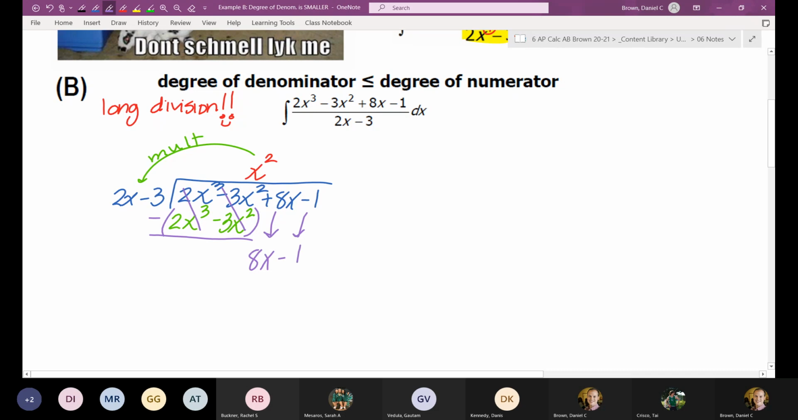And then you just want to repeat that process. 2x goes into 8x. So you think, 2x times what is going to give you 8x? 2x times positive 4. Multiply around. 4 times 2x is 8x. 4 times -3 is -12. Subtract. The 8x's cancel. -1 minus -12 is the same thing as -1 plus 12, which gives you 11. 2x times what gives you 11? Doesn't work. That would be your remainder.